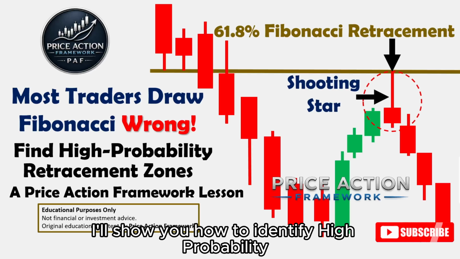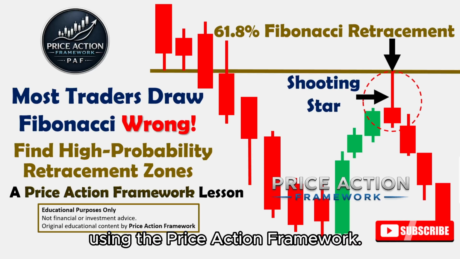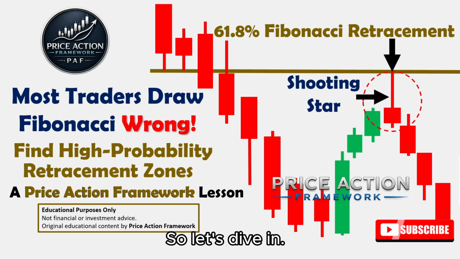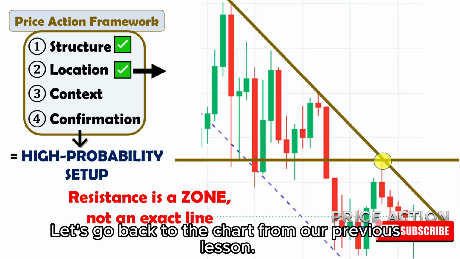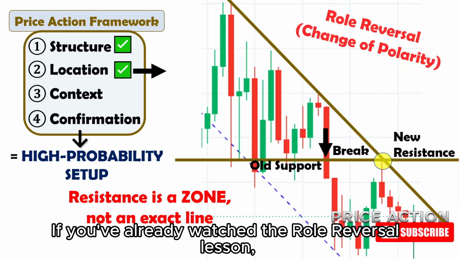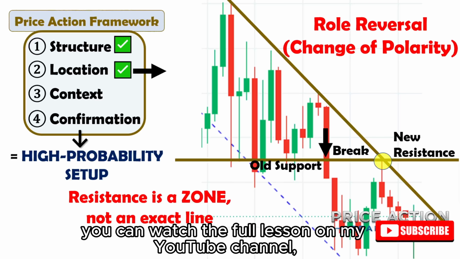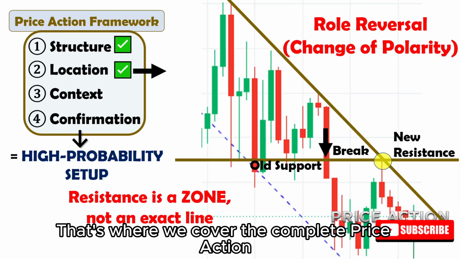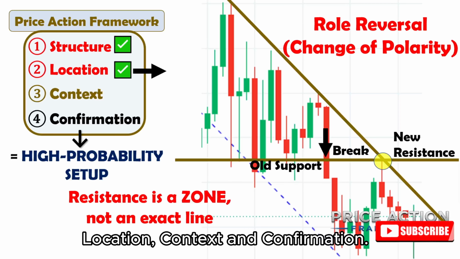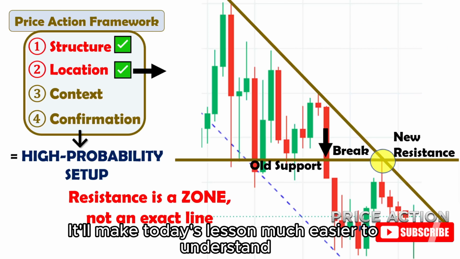In this lesson, I'll show you how to identify high-probability Fibonacci retracement zones using the price action framework. So, let's dive in. Before we talk about Fibonacci, let's go back to the chart from our previous lesson. If you've already watched the role reversal lesson, this chart should look familiar. If you haven't, you can watch the full lesson on my YouTube channel, Price Action Framework. That's where we cover the complete price action framework: structure, location, context, and confirmation. It'll make today's lesson much easier to understand.